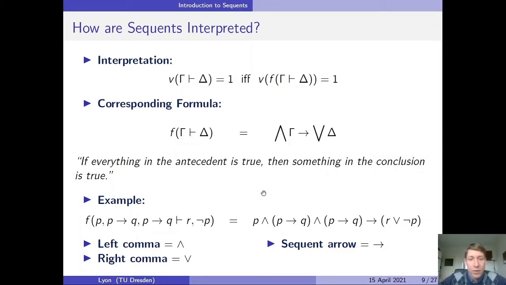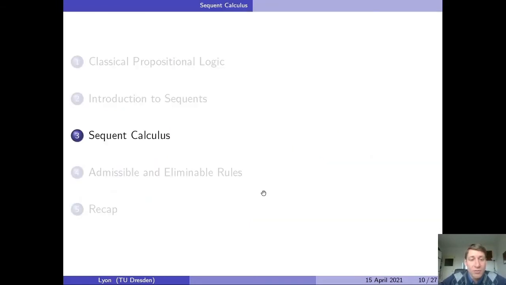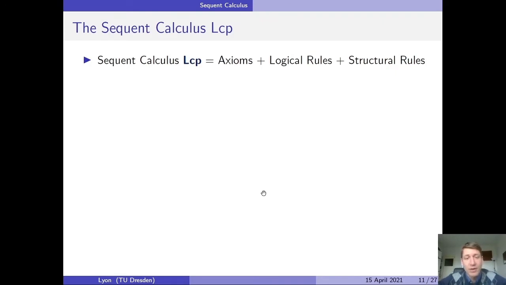So that is how we interpret sequents. And now let's move on to our sequent calculus for propositional logic. I'm going to call our sequent calculus LCP. CP stands for Classical Propositional Logic. And sequent calculi typically consist of three components.